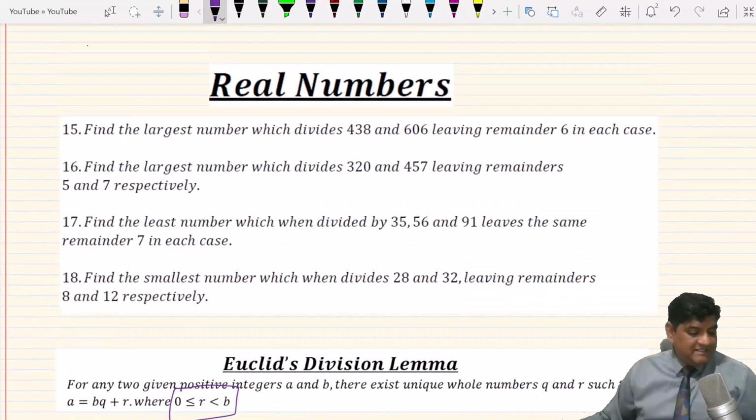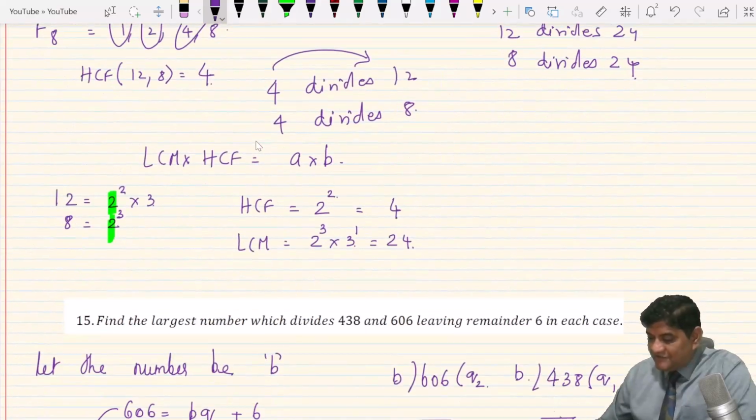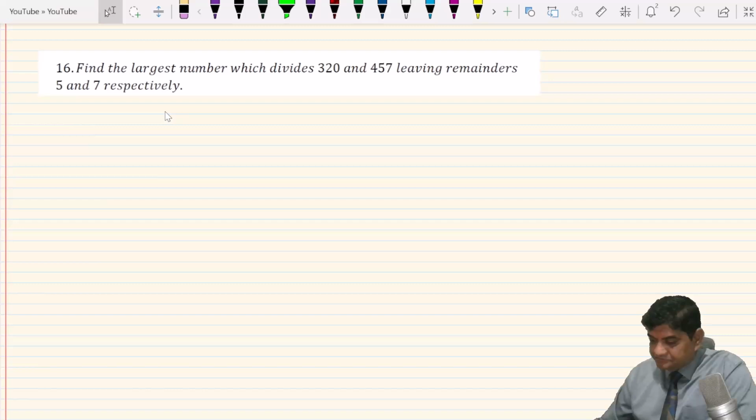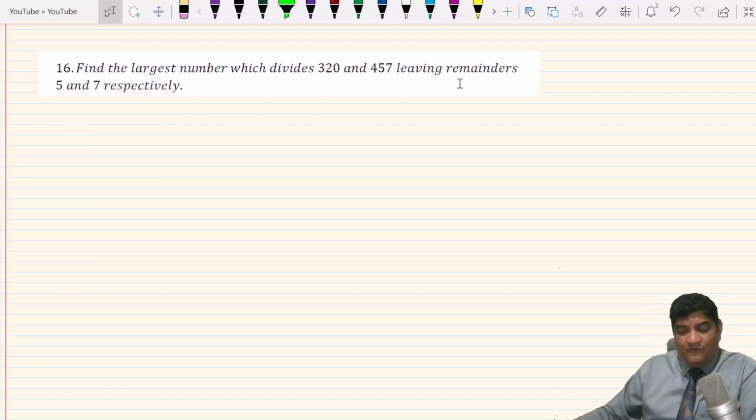So the question says, find the largest number which divides 320 and 457, leaving a remainder of 5 and 7. Again, we're going to be looking at Euclid's division lemma itself to solve this question. So I would like you to pause the video and try to do this all by yourself. I am going to solve it, but I want you to attempt it before you actually look at the solution that I put up.